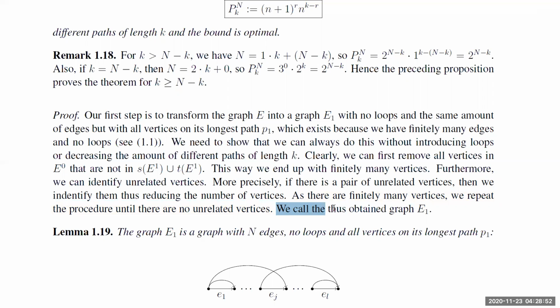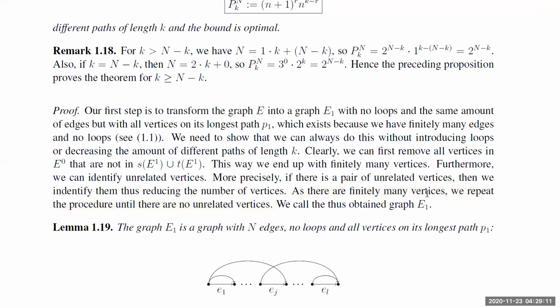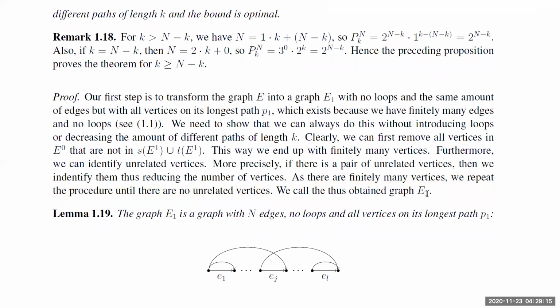Okay, and we need to introduce some names. So we call the thus obtained graph E1. But now what we have to do, we have to prove that indeed we keep our promise and we don't introduce loops and don't decrease the amount of all different paths of length k. Now, in all the algorithms I'm going to use, by design, by definition, there will be no loss of any edges. So this is why I will not repeat over and over again that we still have the same amount of edges. I will use plenty of algorithms, I will iterate them, but all these algorithms will not change the total number of all edges. So I will not repeat it.